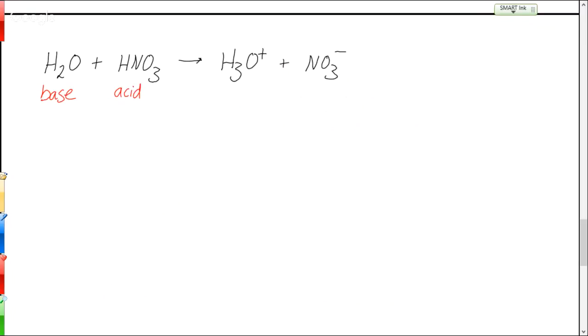So then on the other side of the equation, the conjugate base is the one that's similar to the acid. So this is going to be the conjugate base. And that makes this one the conjugate acid. We could also say that those are the acid and the base going from right to left, which is another way of saying conjugate acid and base.